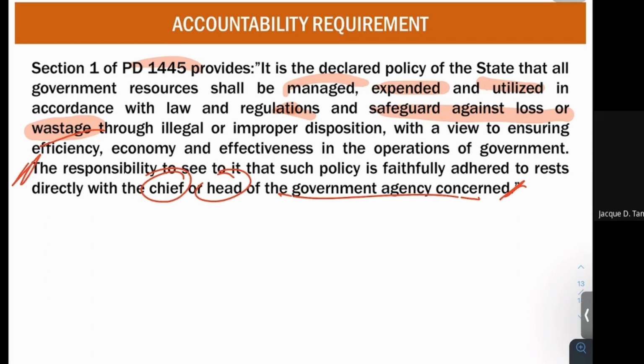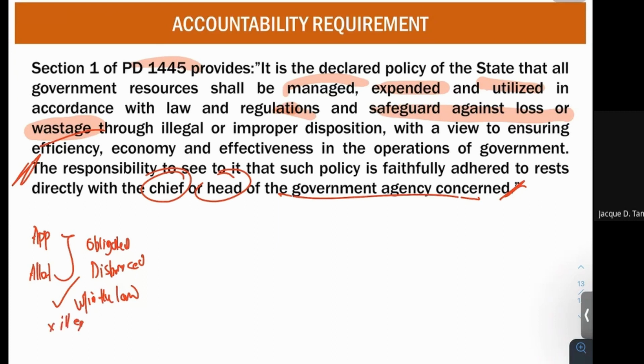Okay. Now, this encapsulates everything, including the responsibility of the head of the agency. Why? What we do here is that once there is an appropriation or allotment, it is now obligated and disbursed. Now, in your obligation and disbursement, it must be within the law, based on the different safeguards. Furthermore, it must not be disposed illegally or improperly.